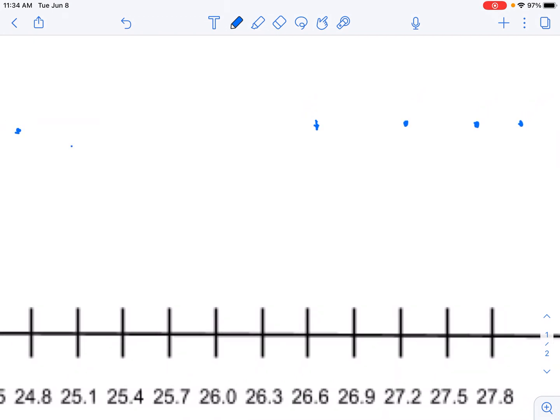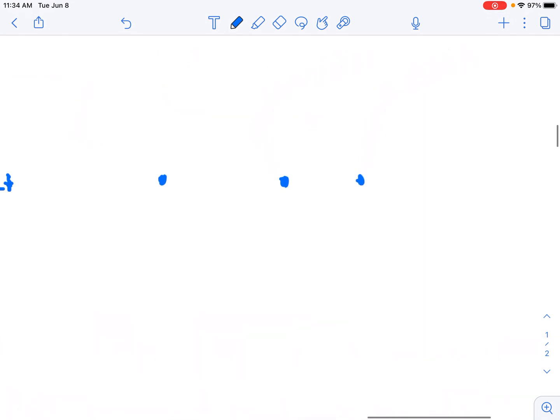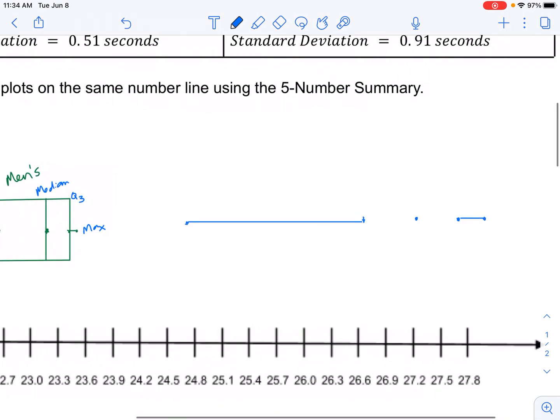Start with your first 2 data points and your last 2 data points and connect them. From there, the next part's pretty easy.